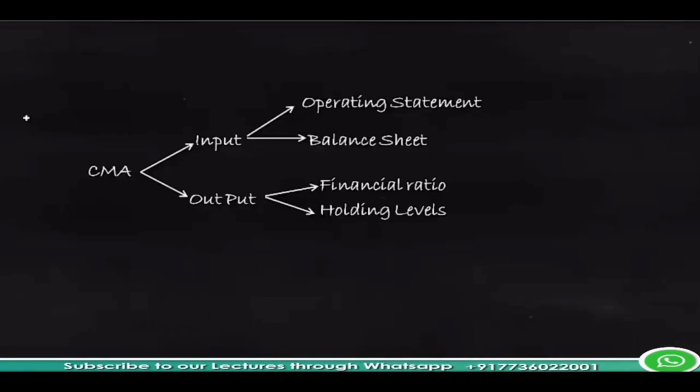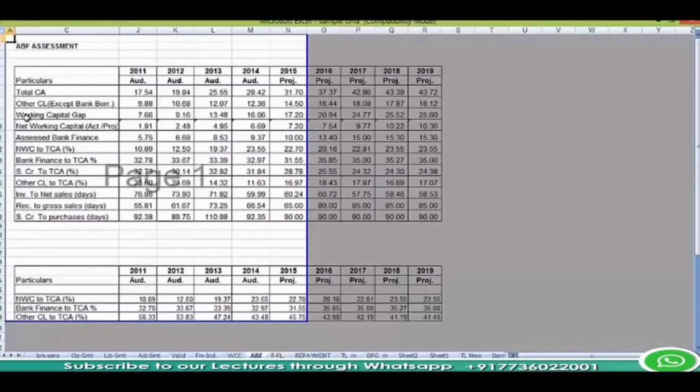Then the next output would be the ABF statement. ABF is nothing but assessed bank finance. So this statement could tell the bank what could be the possible borrowing requirement for the customer for working capital. This statement would take the information from the balance sheet, and finally it would do various calculations and tell the bank what could be the assessed bank finance. So, what is the eligible working capital finance for this particular customer.